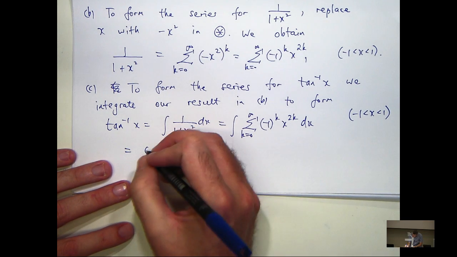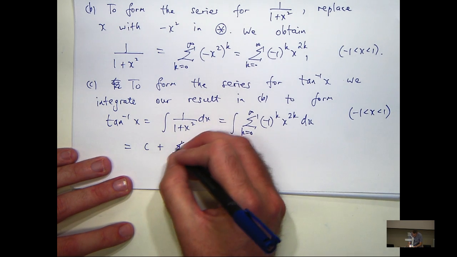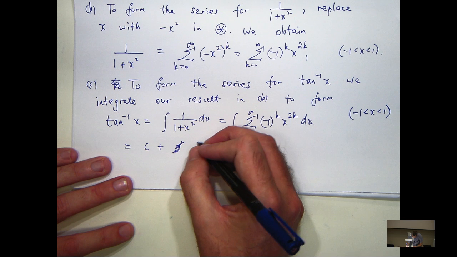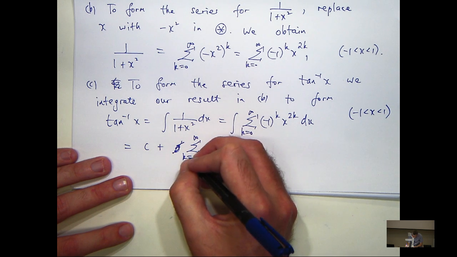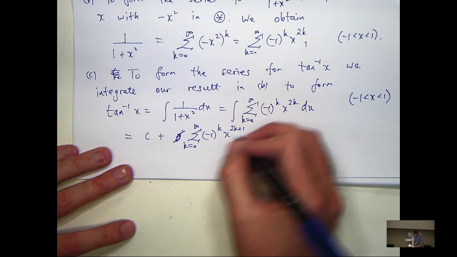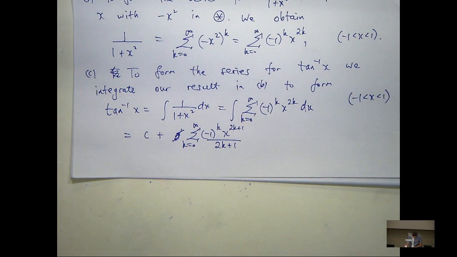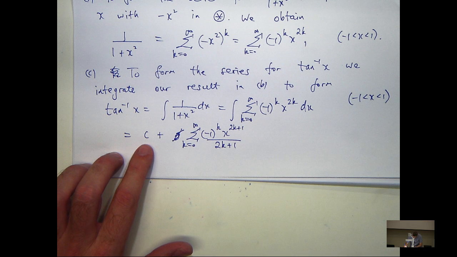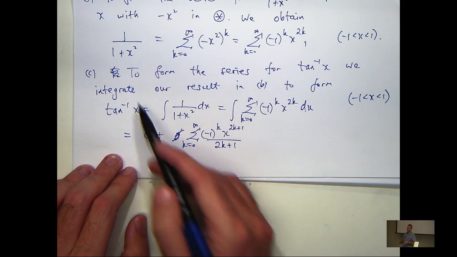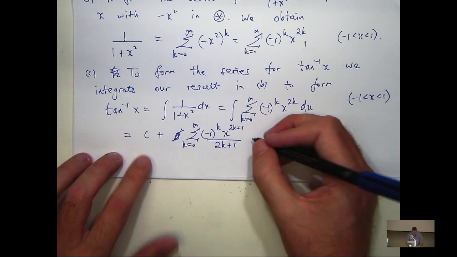Now, the first thing I'm going to put in is my constant of integration. And then when I integrate each of these terms, I'm going to get something like this. Now, how do I get my constant of integration? Anyone know? Yeah, so if I sub in x equals 0 in this equation, the left-hand side's 0, the right-hand side's going to be 0, and I just get c equals 0.